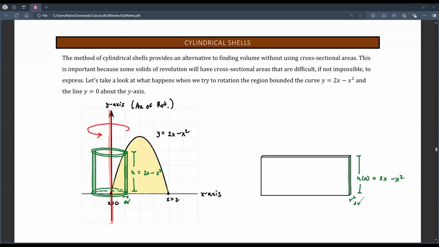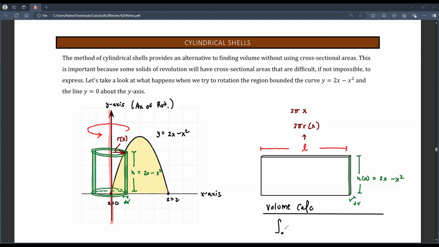But what about the length across the prism? This is the length around the circular ring of the shell, which would be the circle's circumference, or 2 pi r. In our case, the radius r amounts to the x variable, so the length is described as 2 pi x. We will use the fact that the volume of a prism is length times width times height as a basis for our integral. The integral from 0 to 2 of 2 pi x times 2x minus x squared dx gives the volume of the solid.